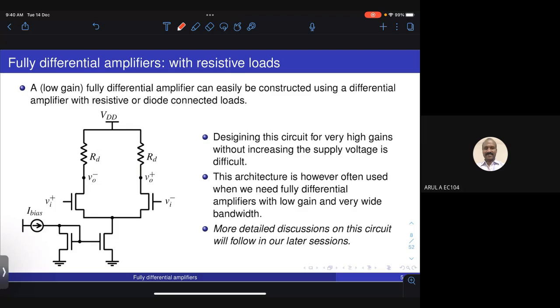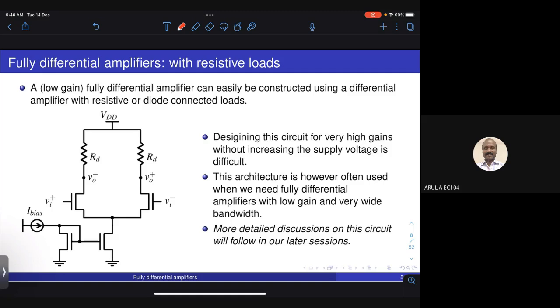So this architecture cannot be used for very high gains. It can only be used for low gain, but it has applications when you want low gain and very wide bandwidth. On Thursday sessions, we'll be discussing these kinds of amplifiers in more detail.